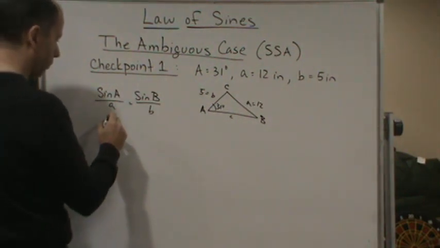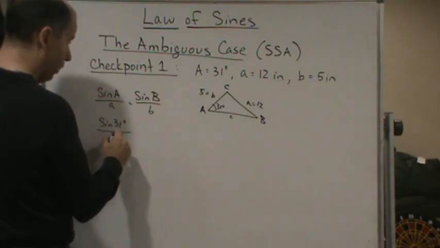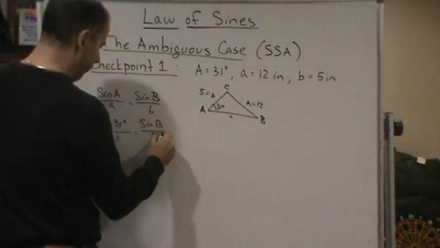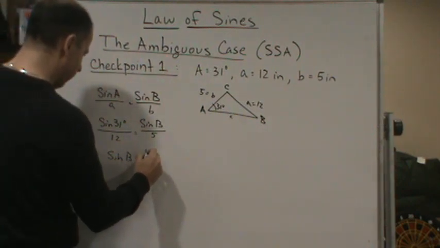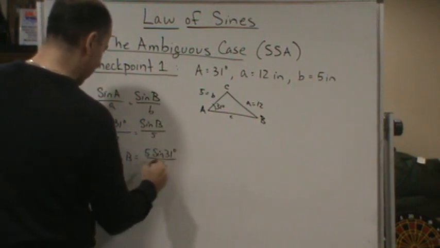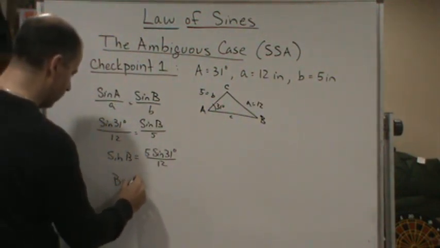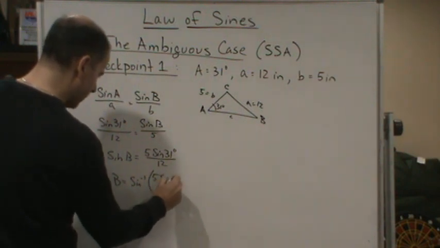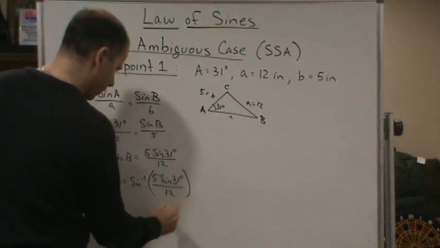And so we get sine of 31 degrees over 12 is equal to sine B over 5. And so sine B is going to equal 5 times sine of 31 degrees divided by 12. And then if we take the inverse sine of both sides, we get B is equal to sine inverse of this whole thing, 5 sine 31 degrees over 12.